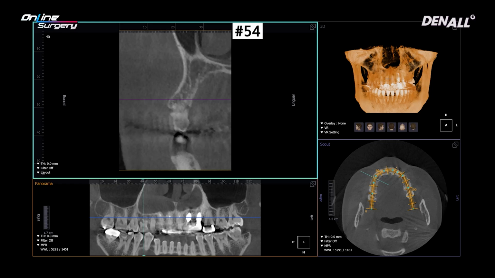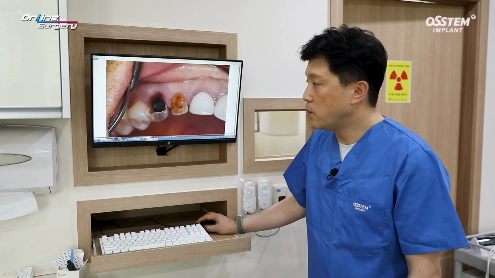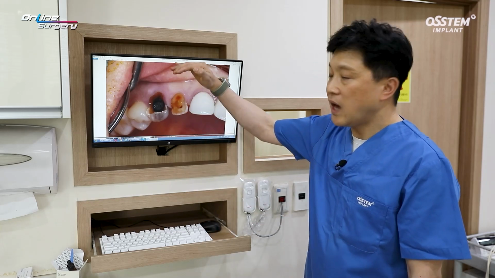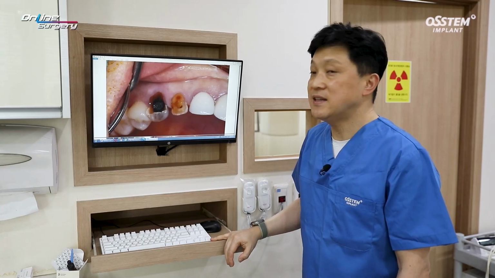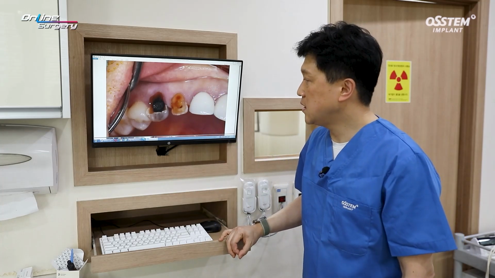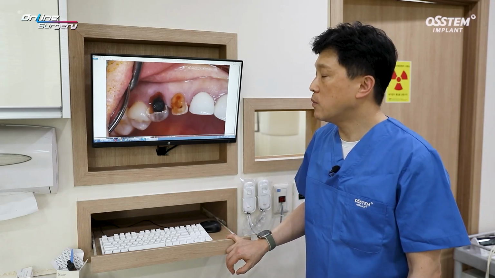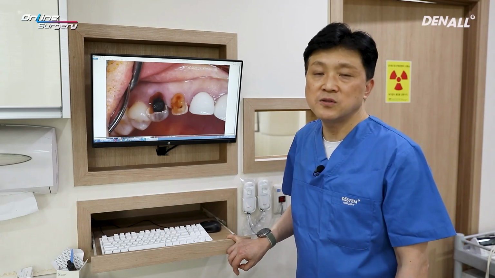If you look at the intraoral image, in number 3 and 4, attrition is very severe and there's very severe caries as well. The plan was to do extraction, do immediate implant placement, and address the pitting edema below the cervical area. The goal was to make as much buccal bone as possible to assure long-term stability of the implant. That was the purpose of the surgery. Let's look at the surgical clip.